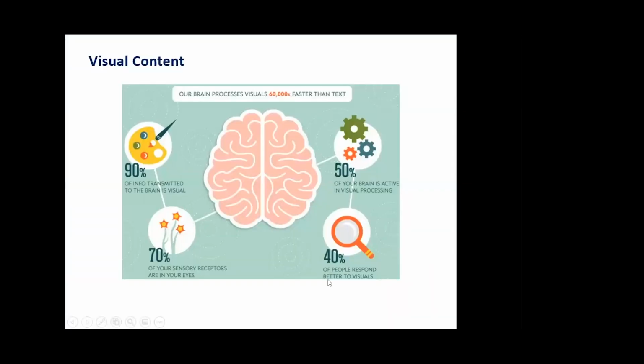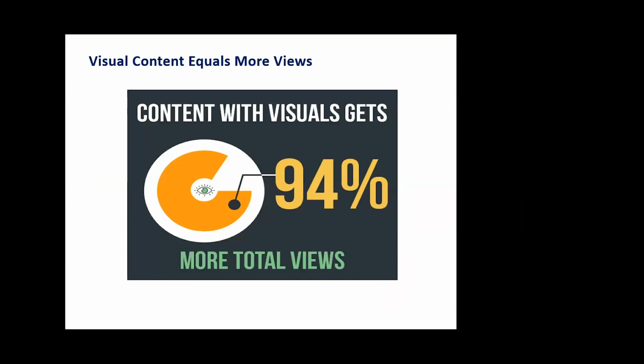Okay, visual content. I'm going to highlight this in terms of e-commerce, because it's very much where it's at. Our brain processes visuals 60,000 times faster than text. So this tells you the impact that visuals have, and certainly the requirement for visuals when it comes to e-commerce. It's absolutely fundamental and important. Content with visuals gets on average 94% more total views. So obviously that gives you an idea.